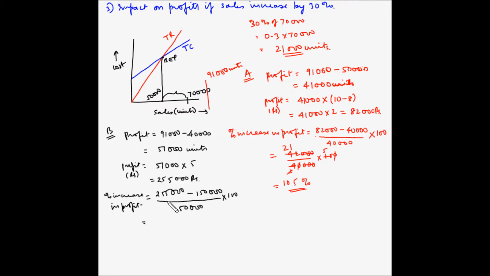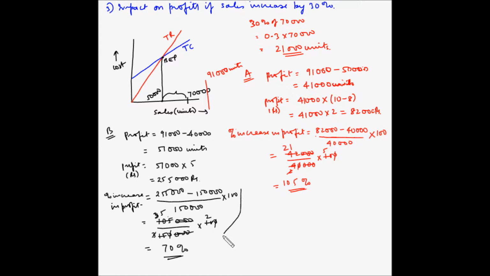So this is equal to, so 255 minus 150 is 105,000 divided by 150,000 multiplied by 100. So 3 zeros can be cancelled here, 1 zero can be cancelled here, 5 3s are 15, 5 2s are 10, 3 3s are 9, so 1 carry over, and 3 5s are 15. So 35 multiplied by 2 is 70. So 70% is the increase for B.